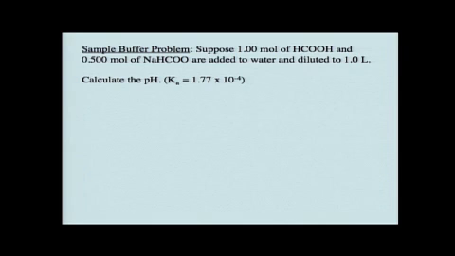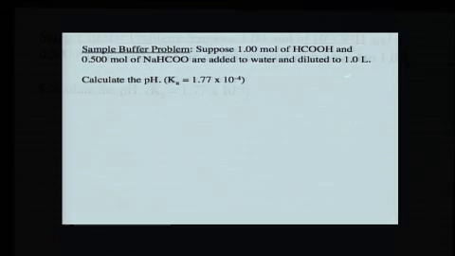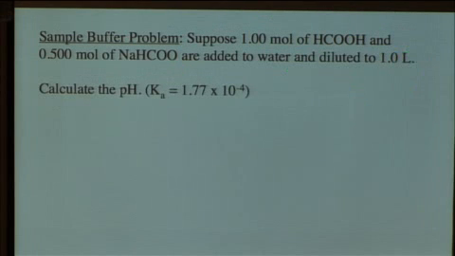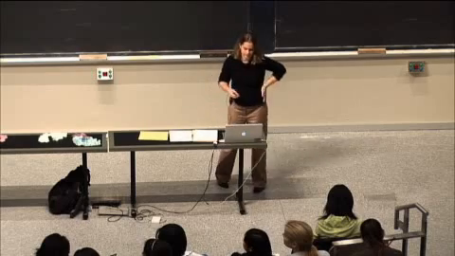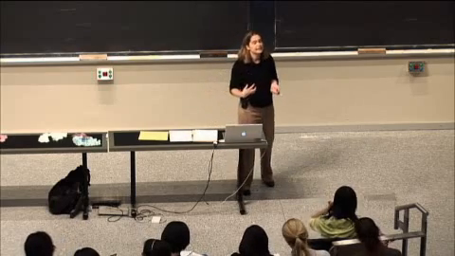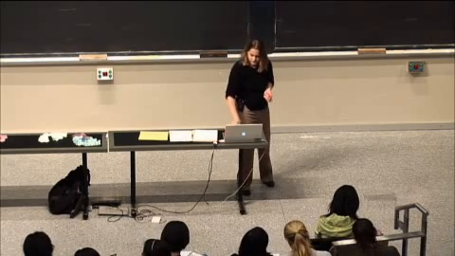All right, suppose we have 0.1 moles of an acid, and 0.5 moles of its conjugate base added in the form of a salt. And so they're put into water and diluted to 1 liter. And you're given information about the Ka of the acid, 1.77 times 10 to the minus 4. And you're asked to calculate the pH. So what do you do?